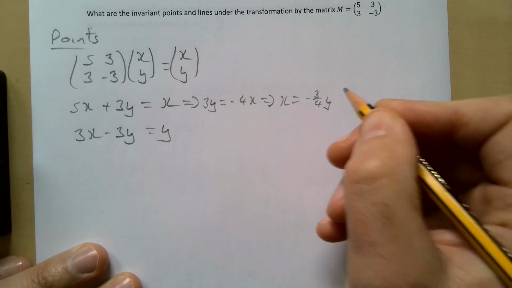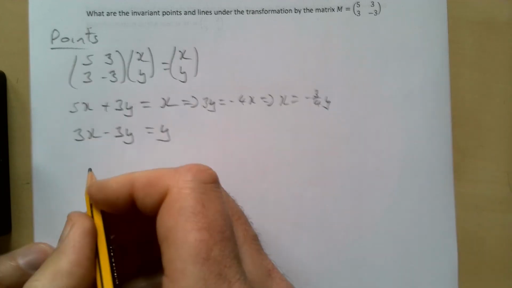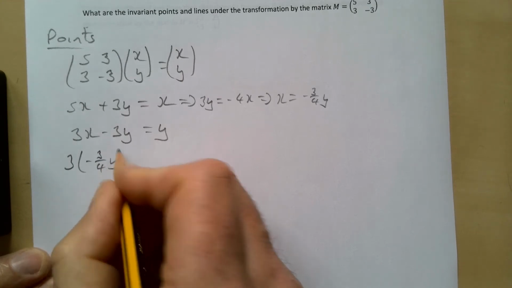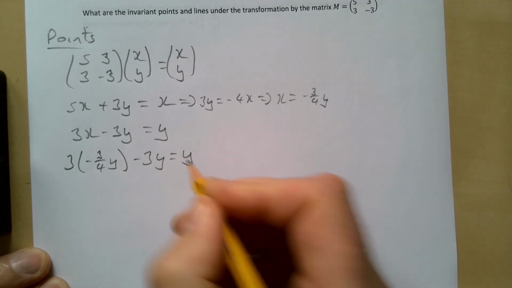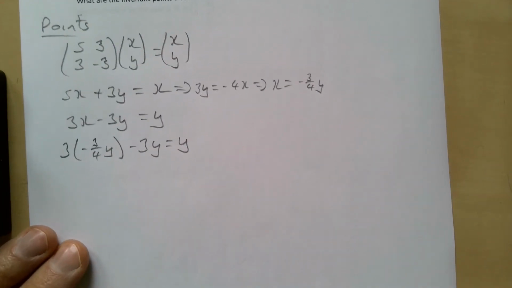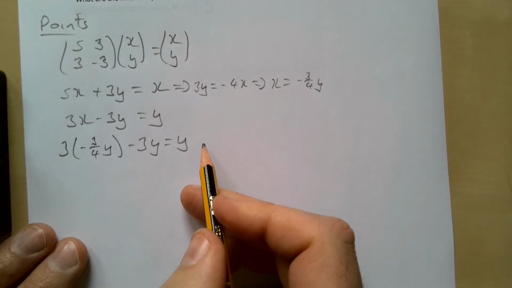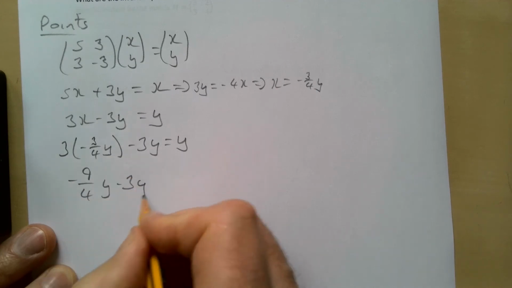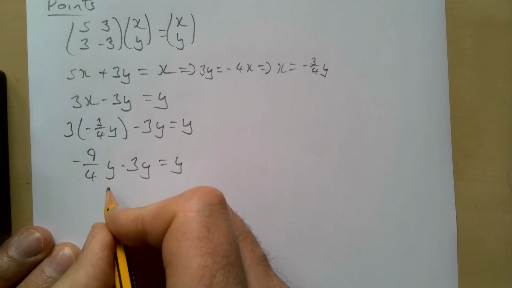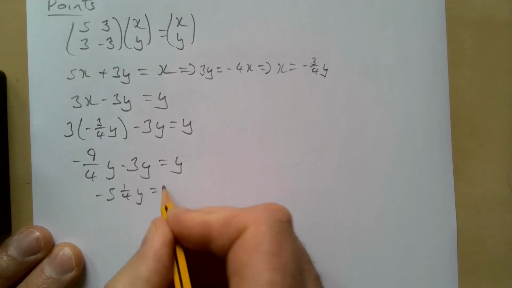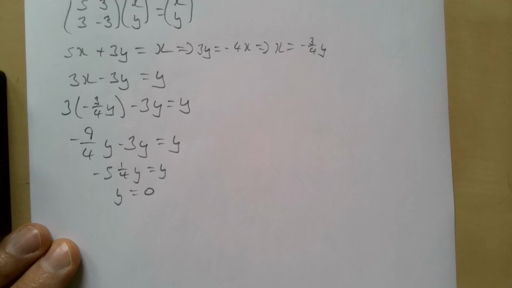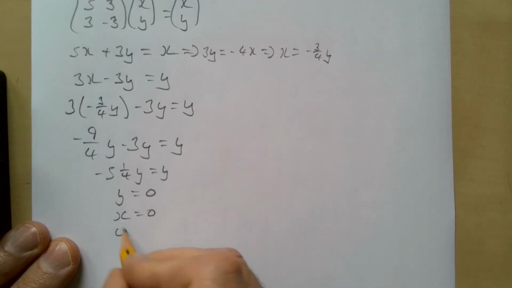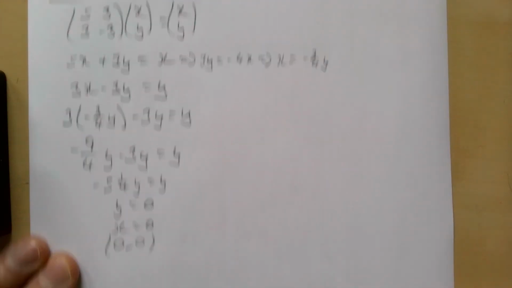I can now substitute this in here. So we have 3 times minus 3/4 y minus 3y equals y. There's y's in each of these, so there's no other way. Terrible example really: minus 9 over 4 y minus 3y equals y. We get minus 5 1/4 y equals y, and y is 0. So the only invariant point under this transformation is y equals 0 and then x equals 0. So the invariant points are these ones here.